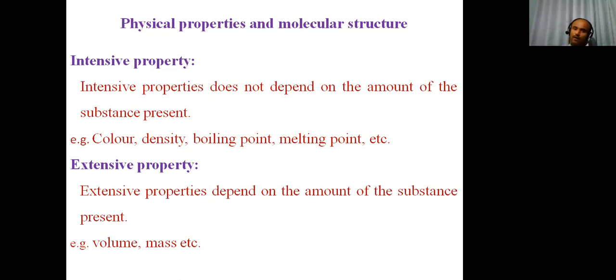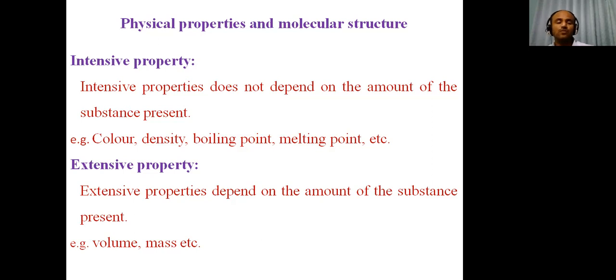Now, I will elaborate on what is meant by intensive property. If you consider the color of 1 gram of a substance and the color of 5 gram of the same substance, the color does not change. Similarly, density does not change, boiling point does not change. So all these properties are independent of the amount present in the system. Therefore, these properties are considered intensive properties.